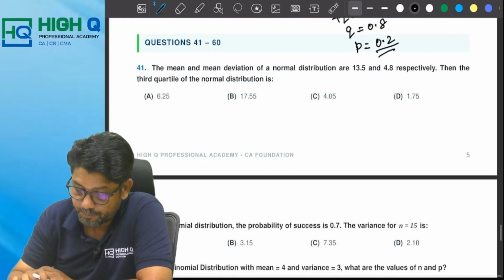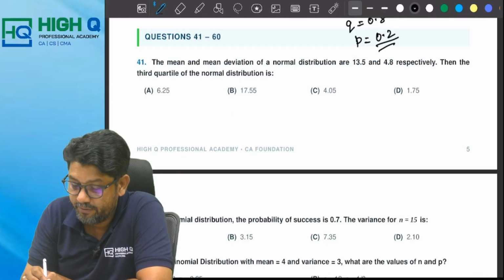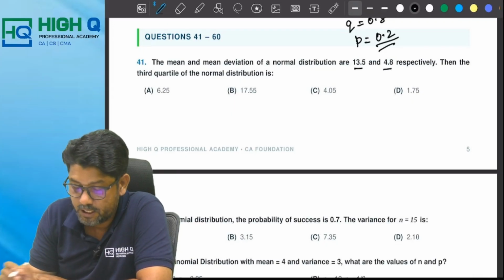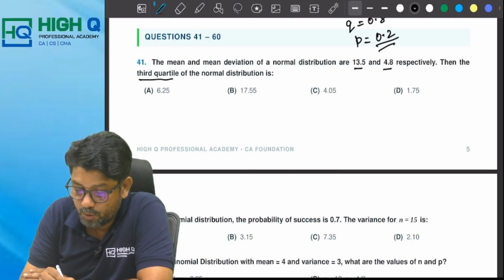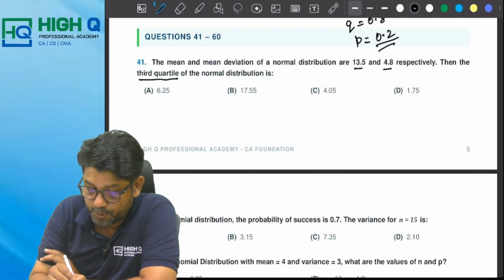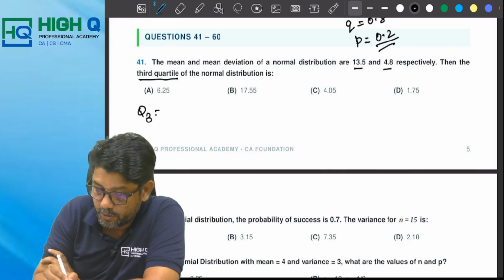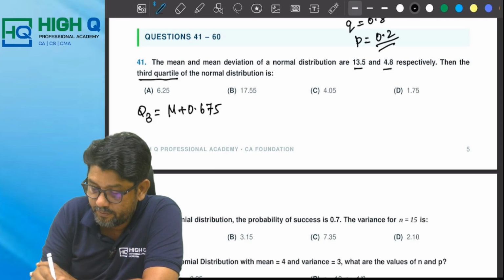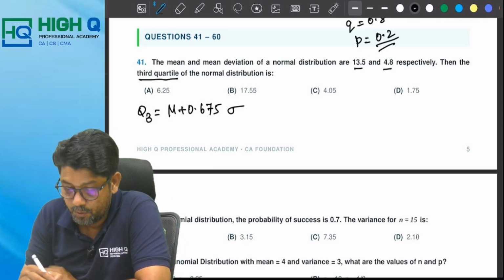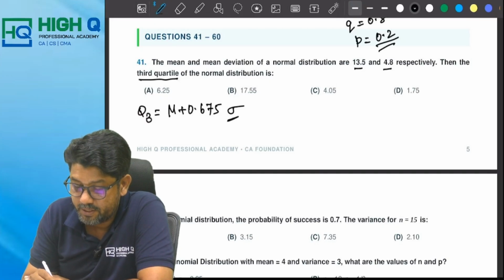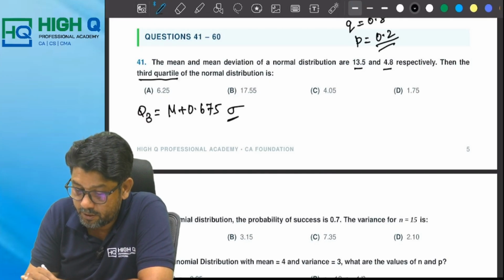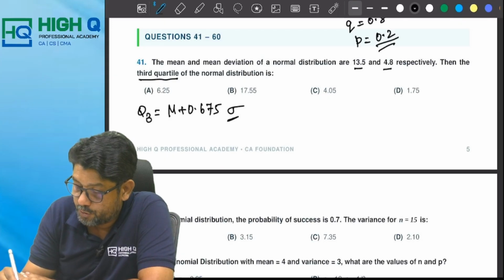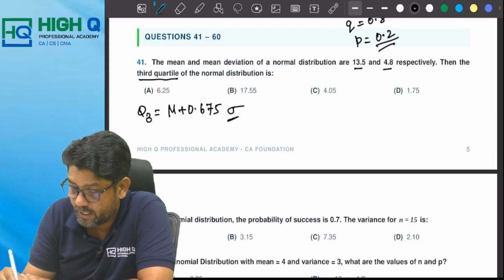Option A. Next. The mean and mean deviation of a normal distribution are 13.5 and 4.8 respectively. Then the third quartile of the normal distribution. I think you know what the third quartile is: mu plus 0.675 sigma. Now we have to find sigma first, that is standard deviation. But here mean deviation is given. So first, using mean deviation, let's find the standard deviation.